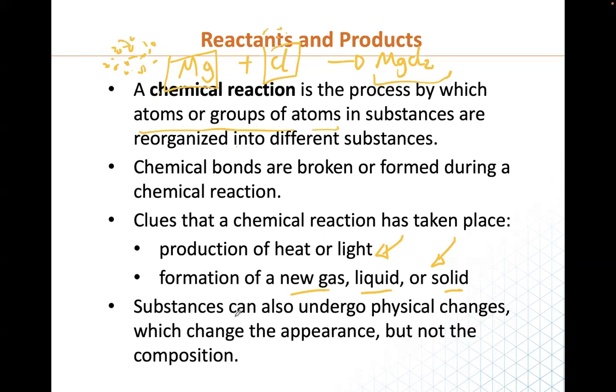Substances can also undergo physical changes. There could be physical changes in substances which change the appearance. For example, when you have a cup of water and you put it in the freezer, it becomes solid. That is a physical change. Or you have a solid, you put it in the sun and it melts, it becomes liquid. Then it evaporates and becomes gas. So this is physical. Why is it physical? Because you could reverse it.